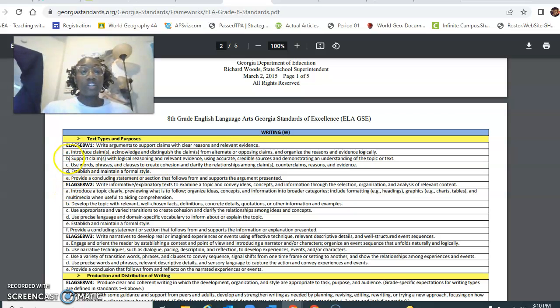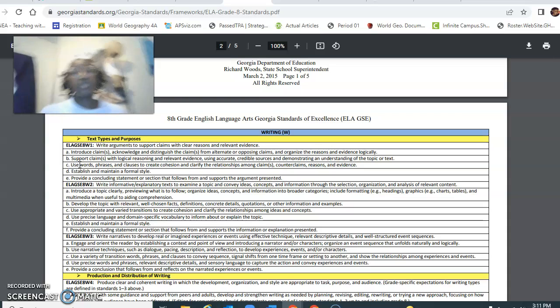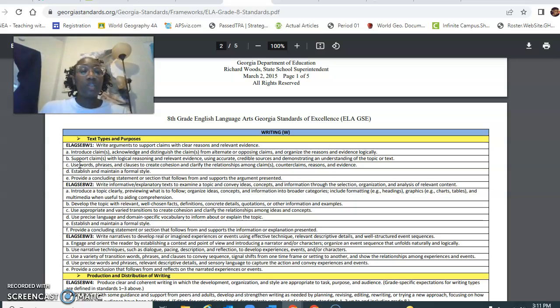The lowercase letters are the elements. So by the end of your lesson, you want to cover every element. Your first element is A: introduce claims, acknowledge and distinguish the claims from alternate or opposing claims, and organize the reasons and evidence logically. So with that, you're going to say your standard. I know it's long-winded. You don't have to say what's in bold, but you say, okay, the standard, we are going to write arguments to support claims with clear reasons and relevant evidence. Then you're going to say, our element is, and you're going to reintroduce claims, acknowledge, blah, blah, blah.